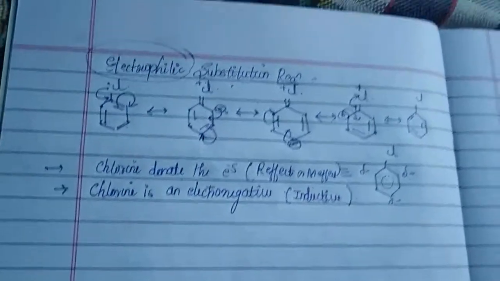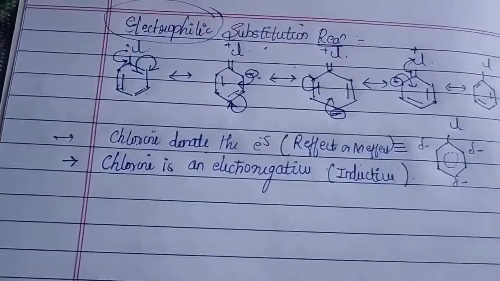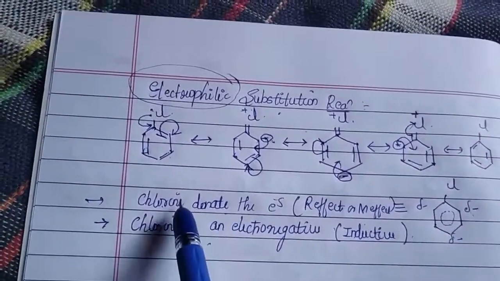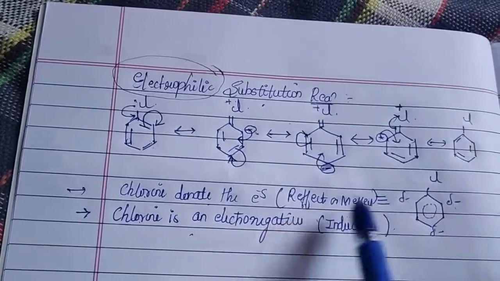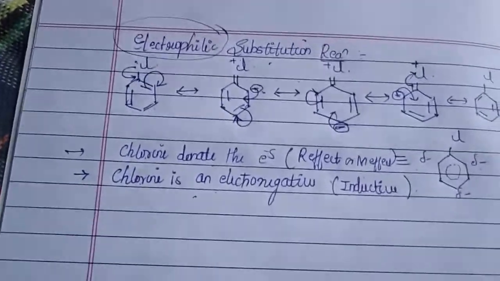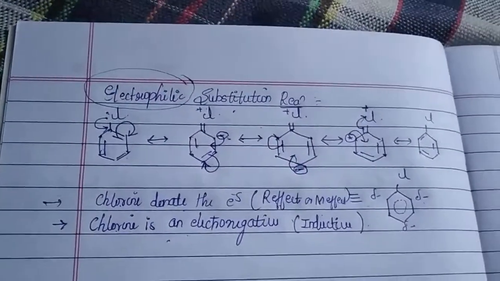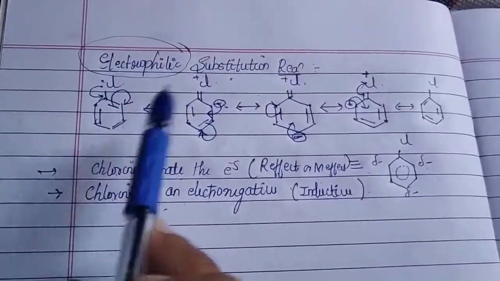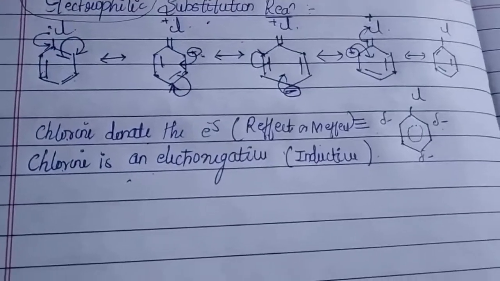So once again I am repeating, whenever chlorine or any halogen is attached to the benzene, you do remember that there are two effects which can happen. Chlorine has the capacity to donate the electrons, which is called your resonance effect or mesomeric effect, and also chlorine has the tendency to attract the electrons towards itself, which is called an inductive effect. Now of course the question arises, whenever a chlorine is attached to the benzene, it has both roles to play. But which one will be dominant?